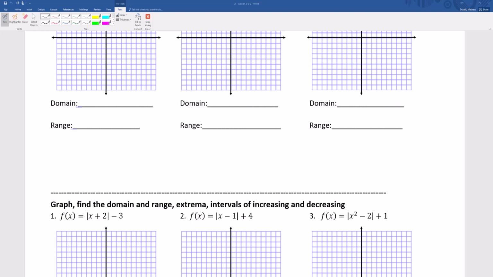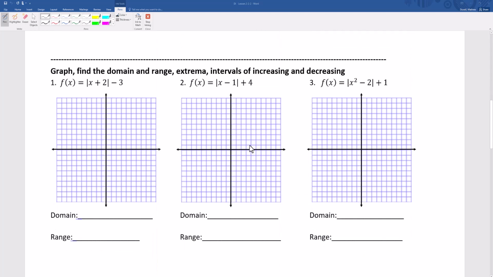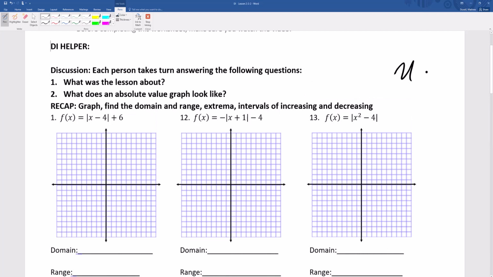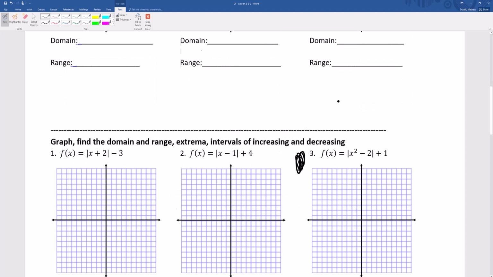All right. So, there's our pen. It's writing. Aha, I knew it would do that.